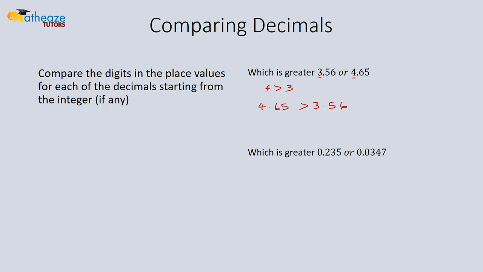0.0347. So we look at the first place value here, 0, so they're a common term. Now we look at the next, so we have the decimal point here, so this is the 10th place. So this is 2 here, this is 0. So 2 is greater than 0, so 0.235 is going to be greater than 0.0347.